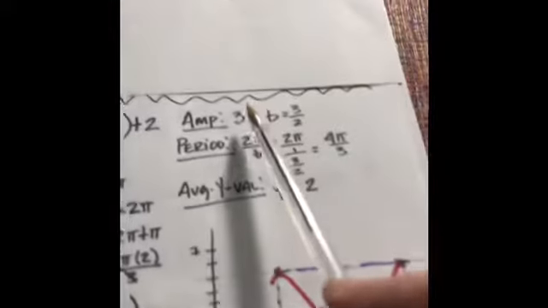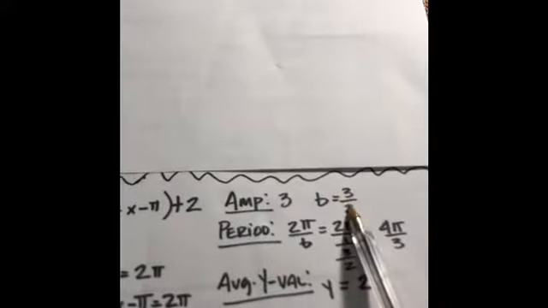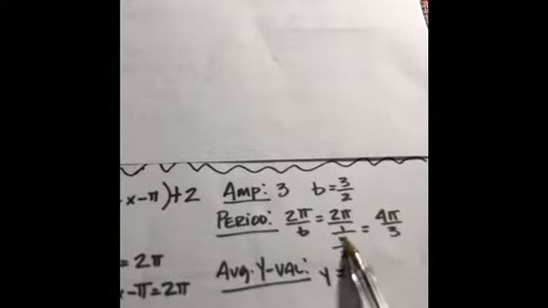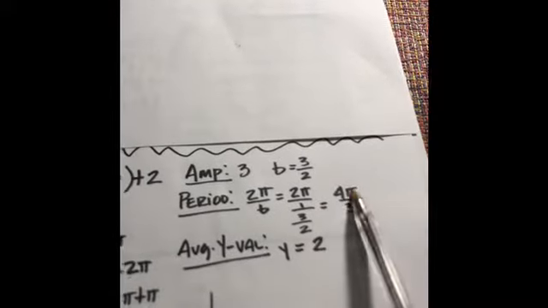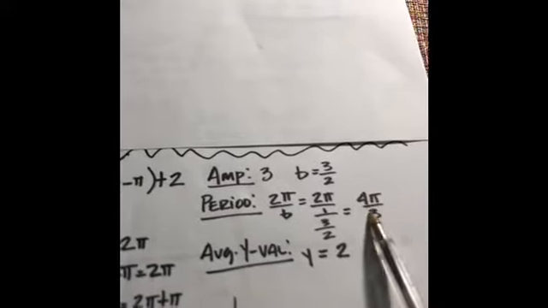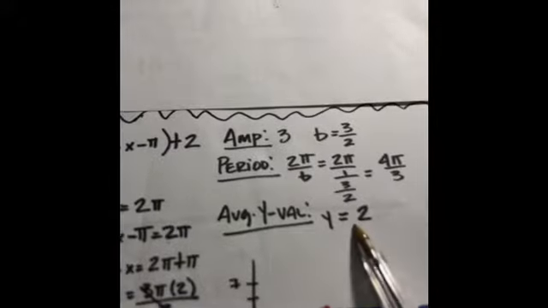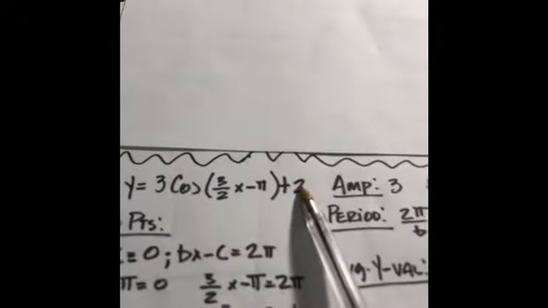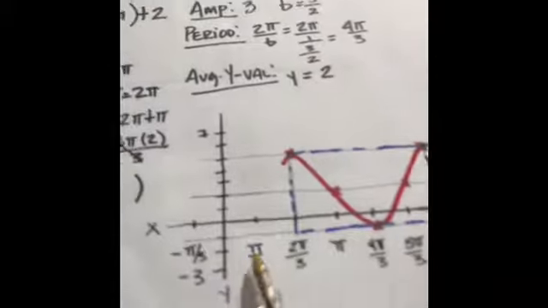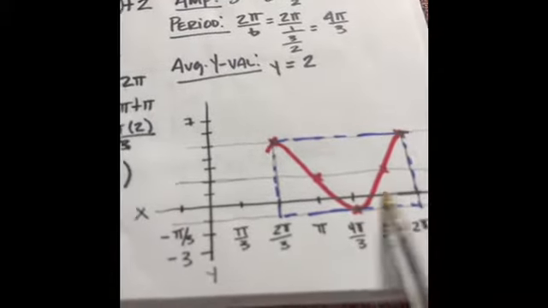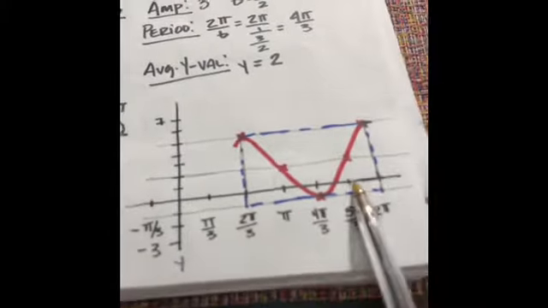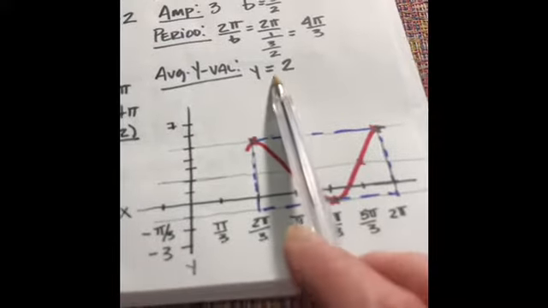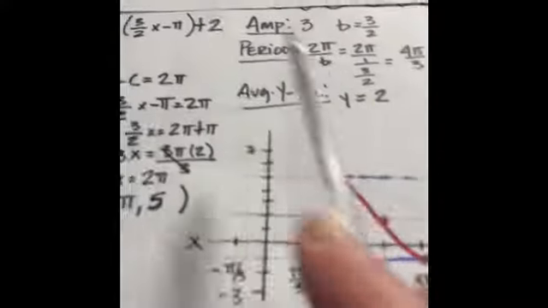So my amplitude is 3, B is 3 over 2, my period is 2 pi divided by 3 over 2, which is 4 pi over 3. That is my complete period. And the average y value is y equals 2 because the graph is shifted 2 units up. Remember, the original graph has the average y value at the x-axis. So that is why I am shifting 2 units up, and that's how I get the average y value with the vertical movement. So from there, I go and get the endpoints.